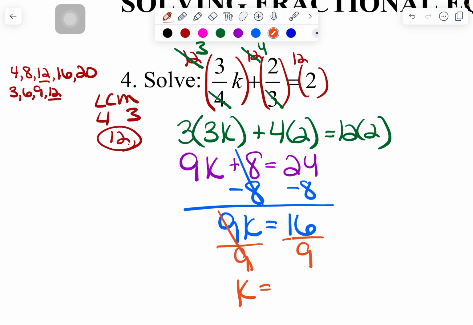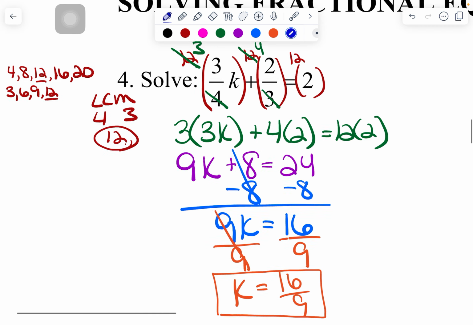And that's going to give me k equals, let's see, 16 divided by 9 is not going to divide nicely. I don't care about the mixed fraction, so don't bother. And 16 over 9 cannot be reduced, so we're just going to leave it as 16 over 9. All right, so that's problem number 4.